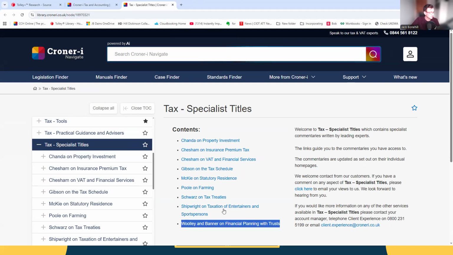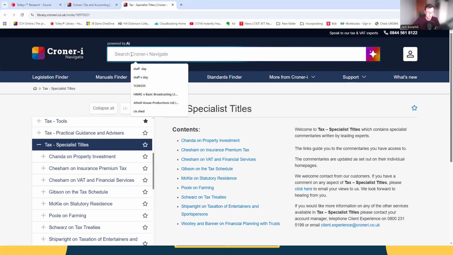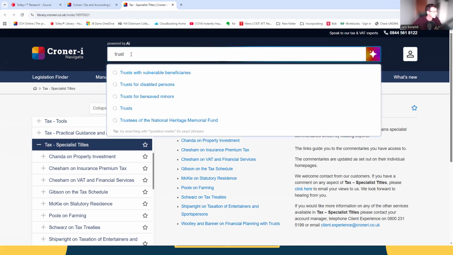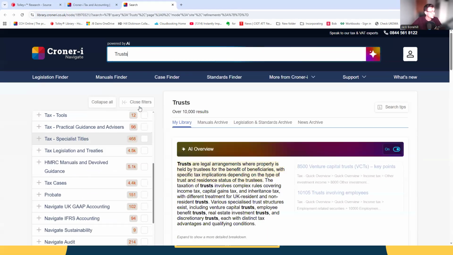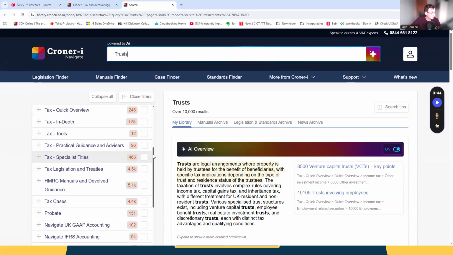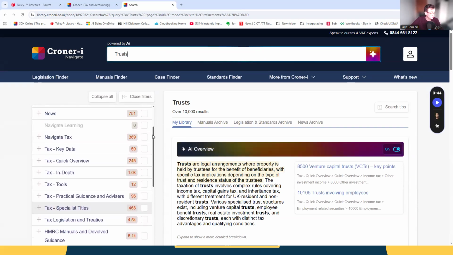So because this doesn't seem like the most relevant resource here, I would look for something else in Corona's resources. So I'm just going to start by typing trust or trusts. Let's go for trusts. And there's a few different places that I tend to go then to look for useful information. When it's a topic that I know absolutely nothing about, then I will go to the quick overview just to start getting a bit of a feel for the basics related to the subject that I'm dealing with.